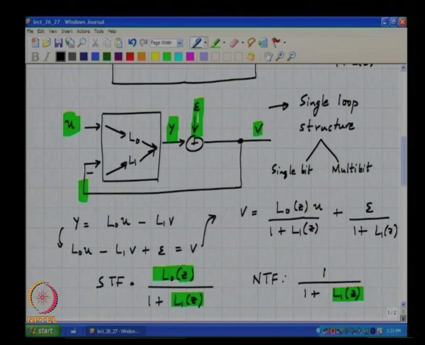Okay. And we saw that empirically it has been found that an out of band gain of about 1.5 is a good value to choose for a first cut NTF design in a single bit modulator. Okay. Choosing out of band gains much higher than 1.5 usually results in the modulator becoming unstable. This is a very empirical kind of thing, okay, and is often called Lee's rule.